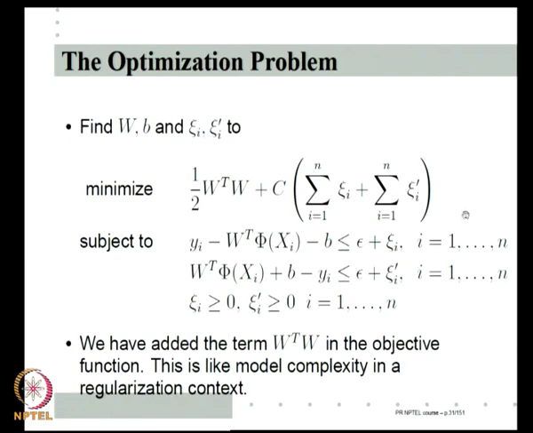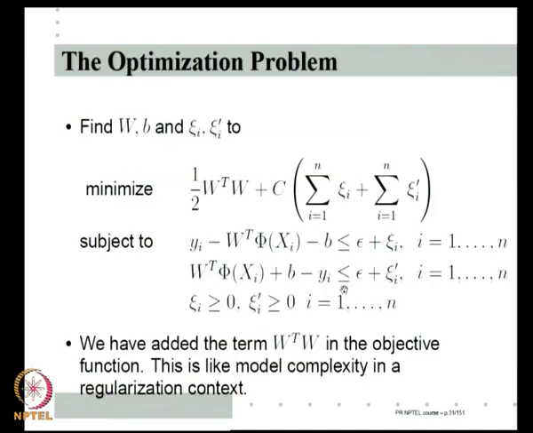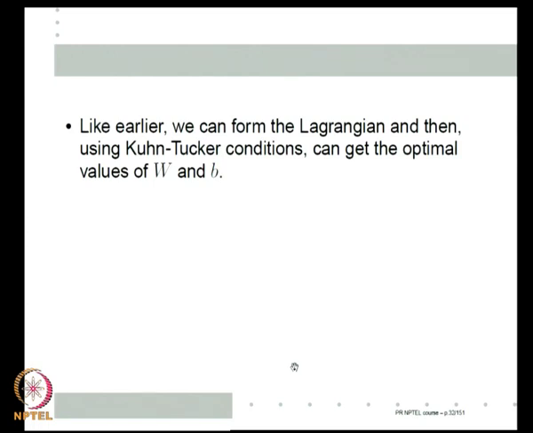This now is very easy to see, except that instead of one ξ_i, I have ξ_i and ξ_i prime. I essentially have a similar kind of constraints and similar kind of problem structure as SVM. So, I would expect similar kind of things to happen. So, like earlier, we can form the Lagrangian. This is the objective function, these are constraints, form the Lagrangian, put in the KKT conditions. That will give you the expressions for optimal values of w and b.